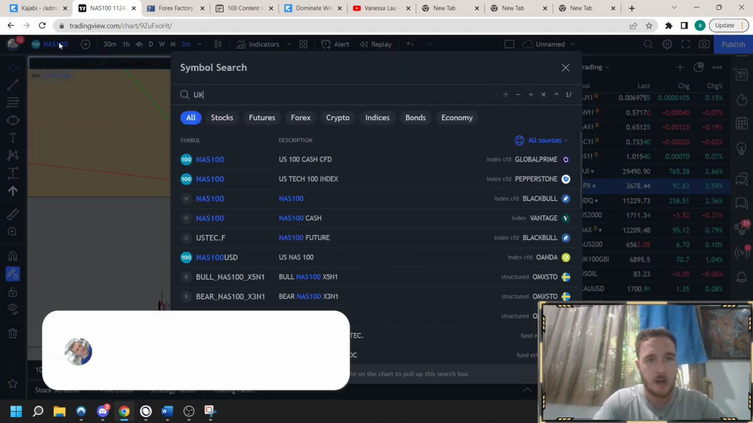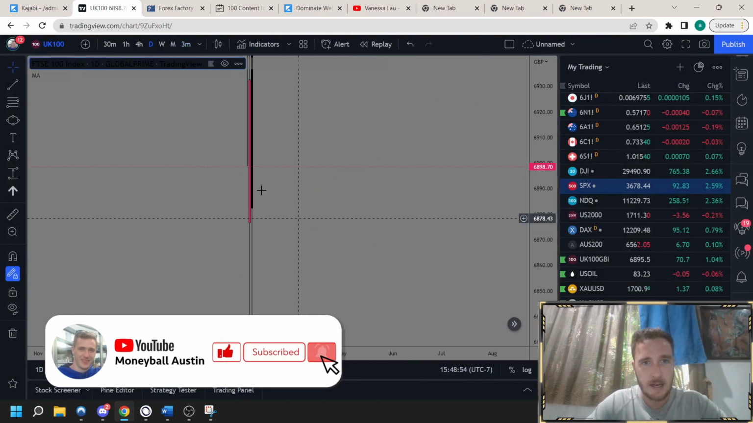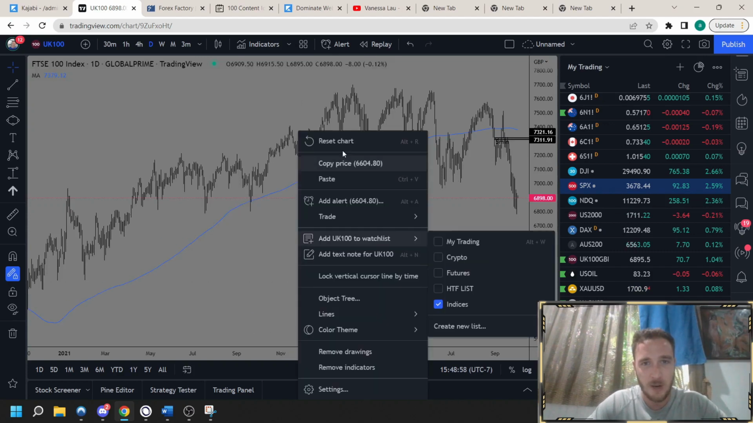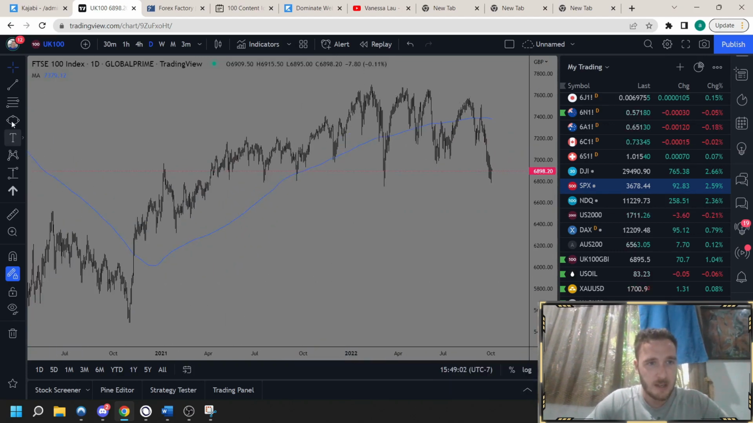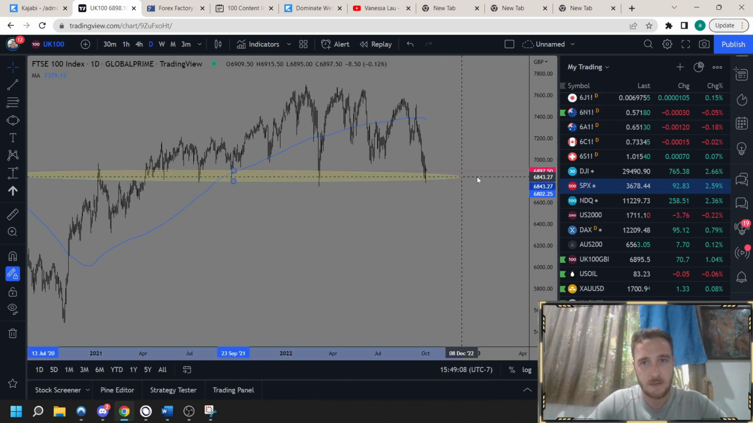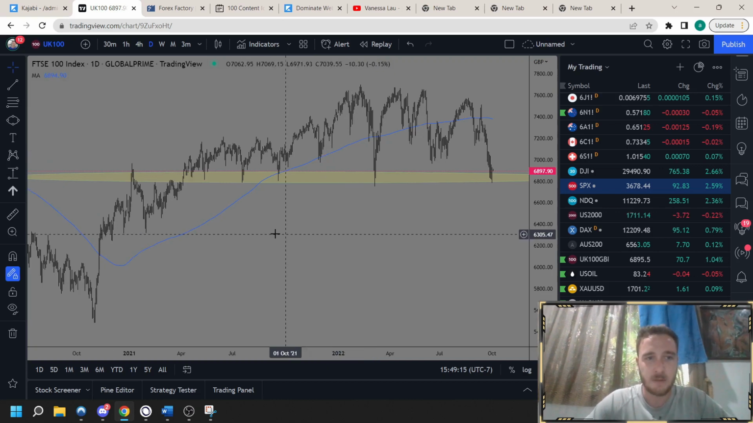The UK 100. I don't like buying this thing, but I'll also share with you why I can understand why buyers will come in. This is going to be demand slash support across the board, right? I think if you scroll out here on the daily time frame, it's not a bad idea to look for buying opportunities.